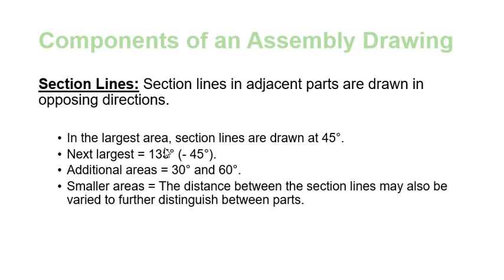Review for your section line. So largest area section line, we're going to draw 45 degree. If it is larger, you will go 135 degree. And take out minus 45. Additional area, go 30, 60. Don't worry too much about it right now. You're going to encounter each one of them.